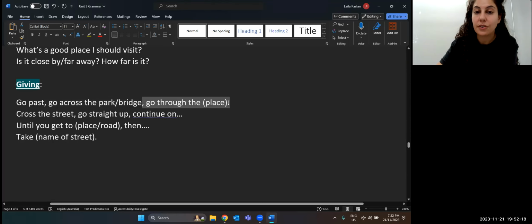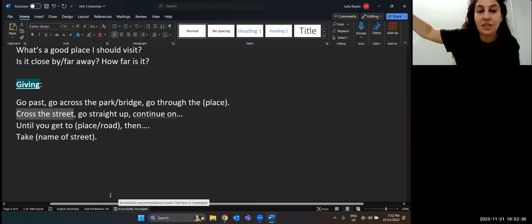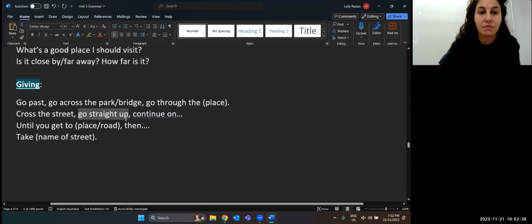Go through. Now, when you go through a place, you're going inside it. So what can you go inside? Maybe the park, because you can walk through the park. Go through the park. Cross the street. So that means go on the other side, cross the street.